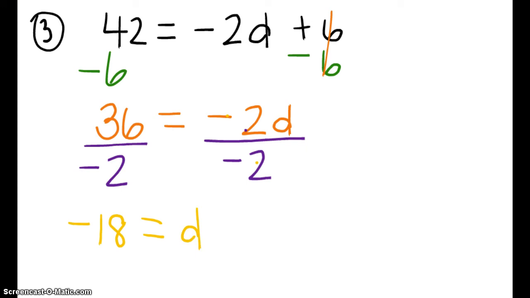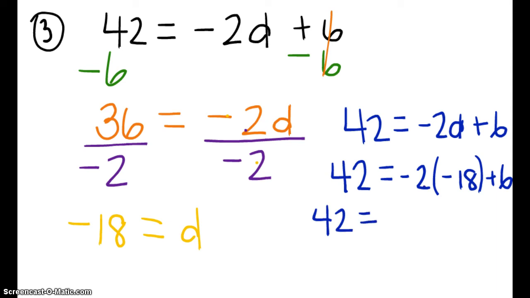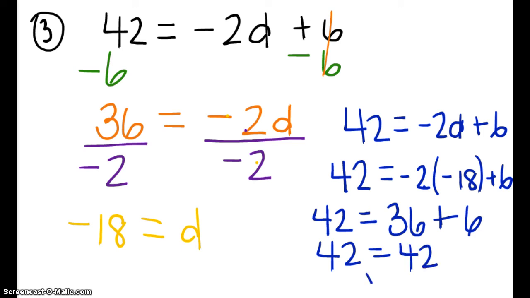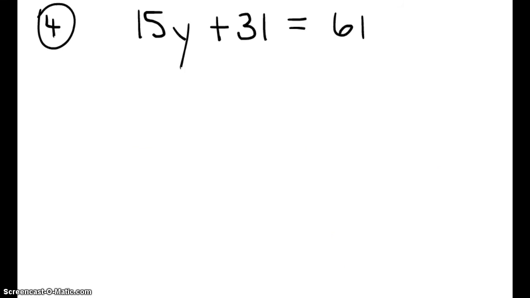Now let's check. So 42 equals negative 2d plus 6. 42 equals negative 2 times negative 18 plus 6. So 42 equals, negative 2 times negative 18 is a positive 36, plus 6. So 42 equals 36 and 6, yes, is 42. We balance out, so yes, that is the correct answer for d.